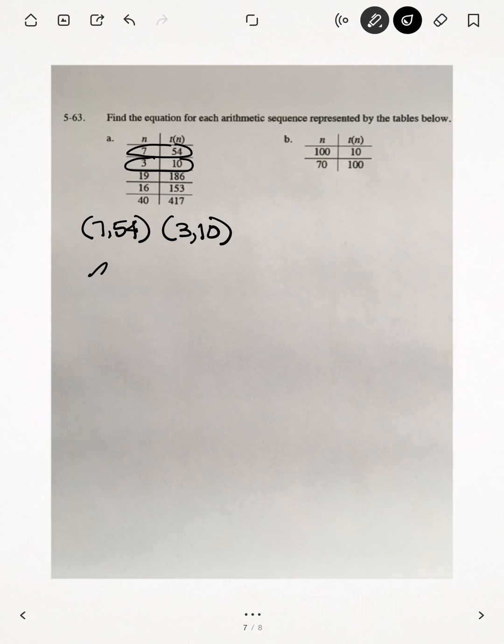And if these are all in the sequence, then it shouldn't matter what 2 points that I use. So to find the slope, I'm going to say 54 minus 10 over 7 minus 3. Well, 54 minus 10 is 44, and 7 minus 3 is 4. And when I simplify that, I get 11. So my slope equals 11.